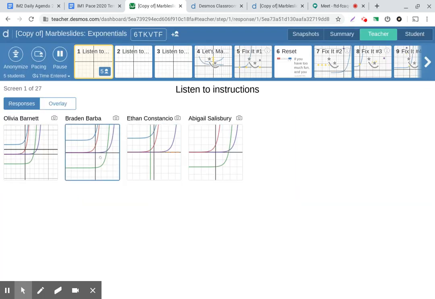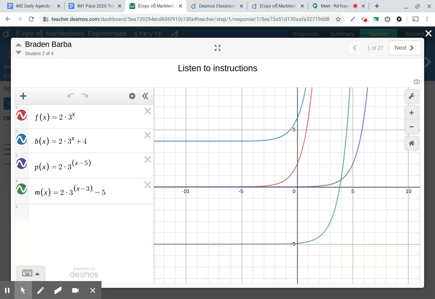Well, the original one is F. Yeah, there we go. Should be the last one, right? I think the first one we did was the red, and then we did the blue. The blue was up 4. The purple was right 5, and the green was right 3, down 5, right? Okay.